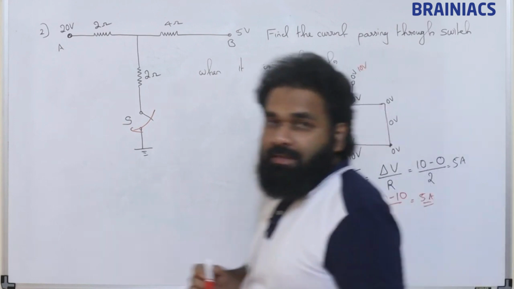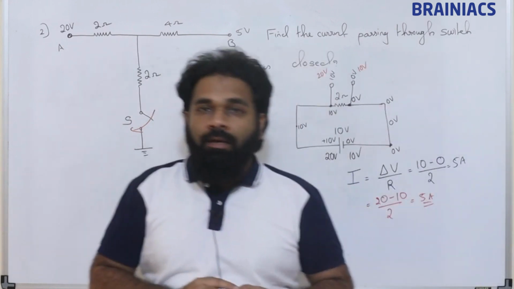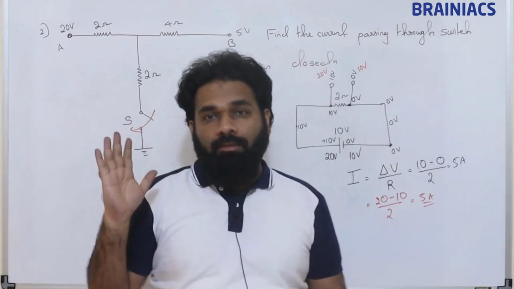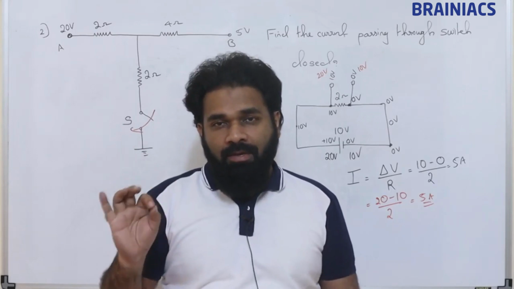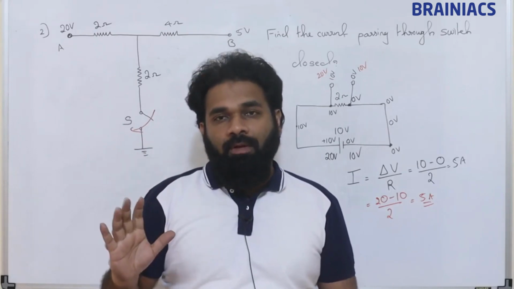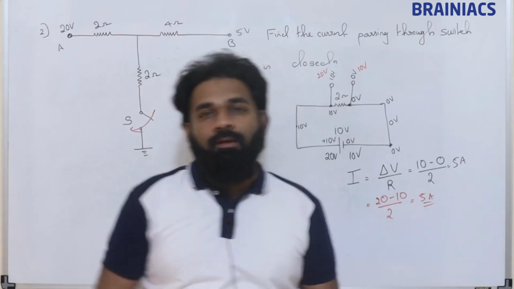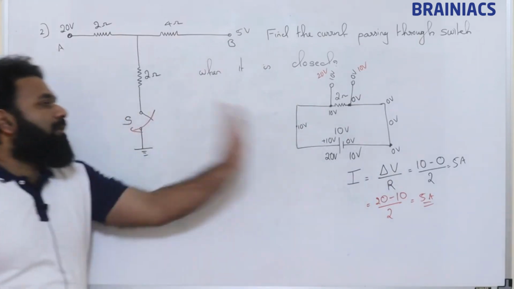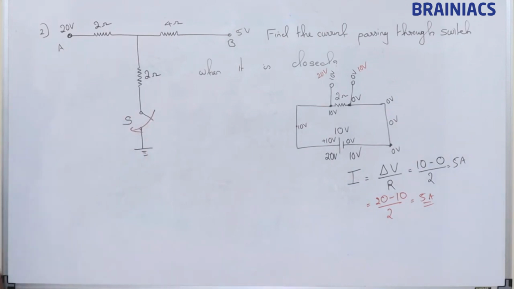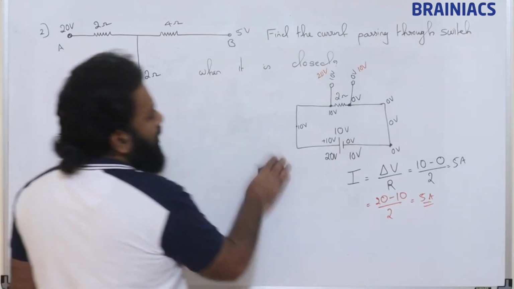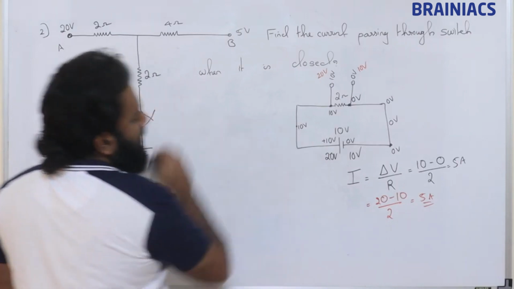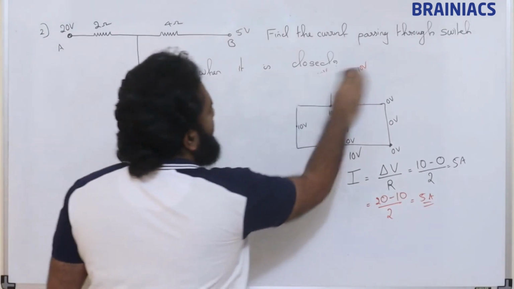If we get a resistance, current is not simply V by R. Current is actually delta V by R, the change in potential divided by R, or potential difference divided by R. We should digest this concept. Clear? If you do not know, please note it down. Now I am moving to the question.